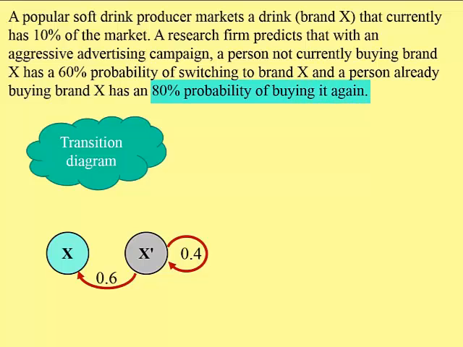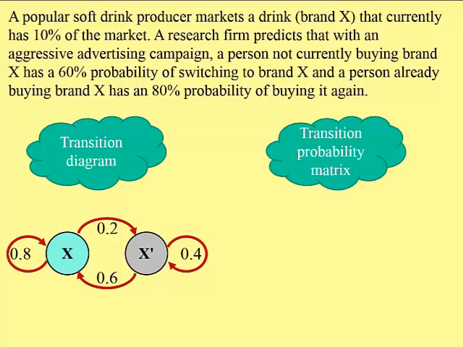And the 80% probability of someone buying brand X again would be an arrow that comes out of X and goes back into X, and we label that 80%. The other 20% are the ones that switched to something else besides brand X. This is called the transition diagram.